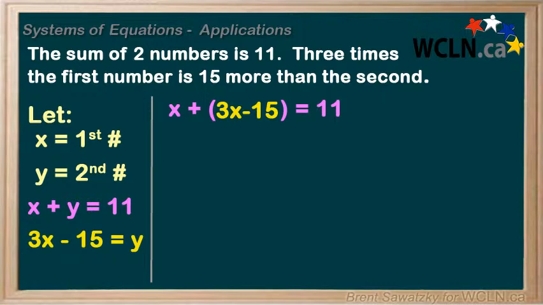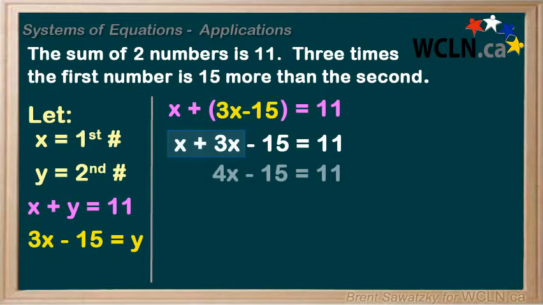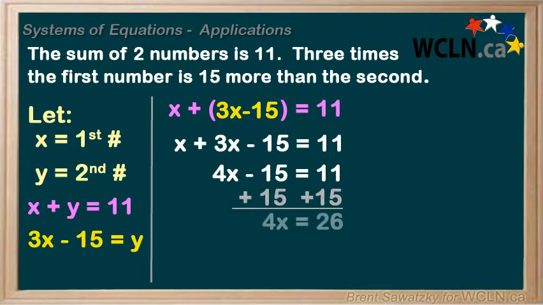Well, the brackets aren't doing anything, so let's remove those. And we can bring the x terms together. Let's add 15 to both sides. 4x equals 26. So we'll divide by 4, and we have x equals 6.5.